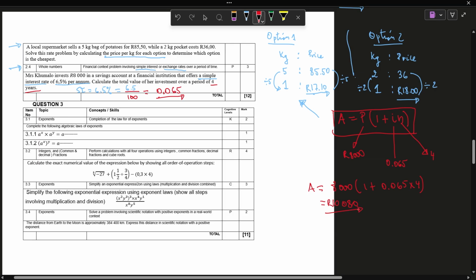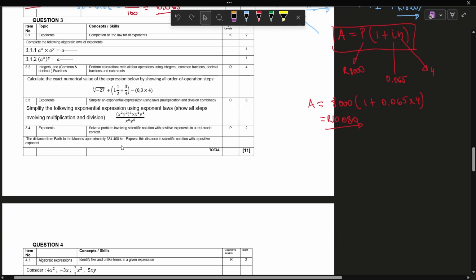Okay, so that's it for 2.4. I'm sure we are done with question 2. Now we can move to question 3. Okay, question 3 here, again, it's about exponents. So it's your skill about exponents.